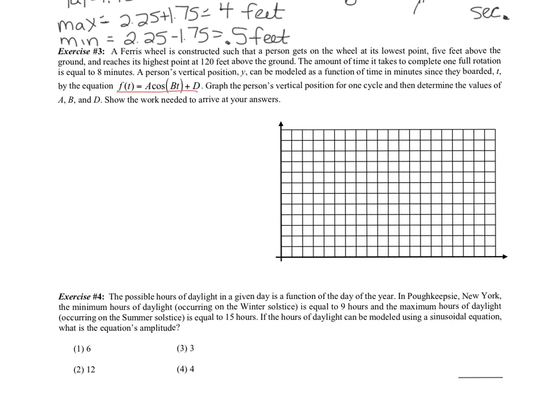So looking here, we're going to start, and if you think about a person getting on a Ferris wheel, they don't get on at the top, they get on at the minimum. So this graph has to start at the minimum. I need this to go up to 120 feet, and I actually suggest you pause the video and try this one on your own as well as exercise 4 and come back.